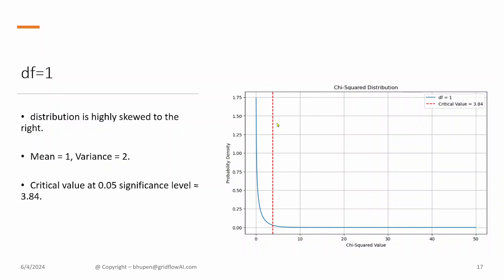Just a little illustration with degrees of freedom being 1. The distribution is highly skewed, and as you can see here, there is hardly any room for us to make any analysis. That means the lower the number of cells, the lesser our ability to perform the analysis.